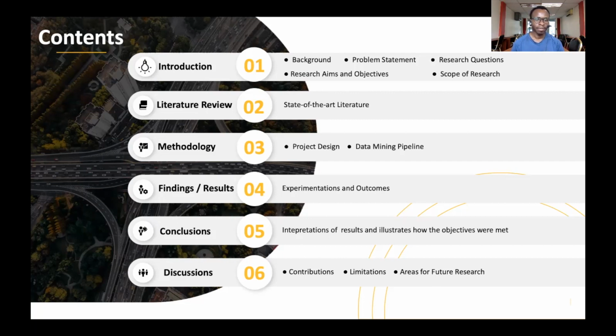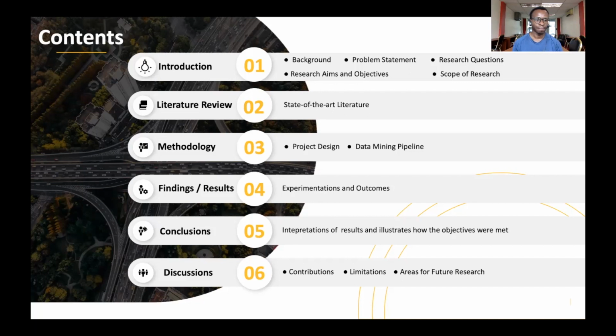Okay, the third chapter is a methodology, which looked at the project design and data mining pipeline. The project design looks at how this project was created, built to solve the questions that were raised in the introductory part, and how does this overall fit within the problem statement resolution. Data mining pipeline looks at the ETL process, extract, transform, load of data. So that's staging the data prior to machine learning modeling.